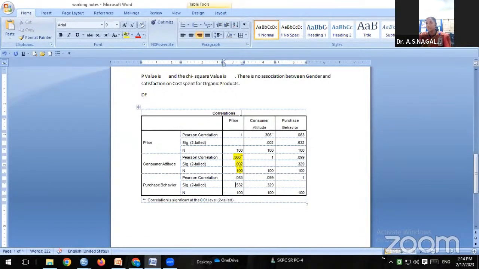And in the same way, if you check price and purchase behavior, it doesn't have any relationship, and this is also not significant. Can you see here? It is also not significant. Why? Because it is 0.532. When there is a relationship, the p value will be less than 0.05. So that is what relates to the correlation. So correlation, whenever you find x on y and y on x, is also very important in order to see the relationship between the two variables.